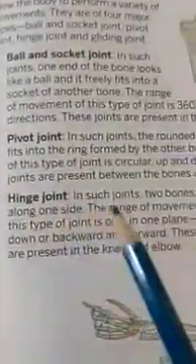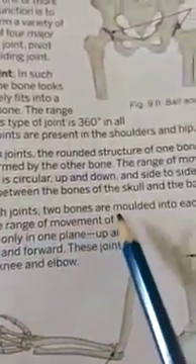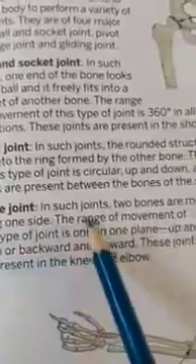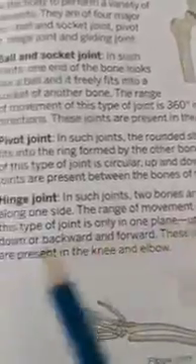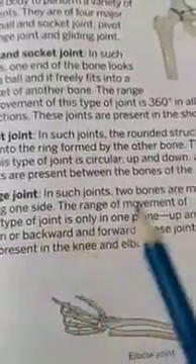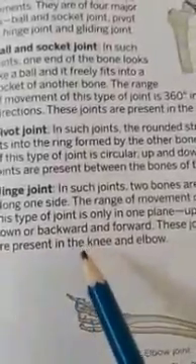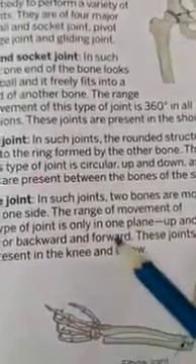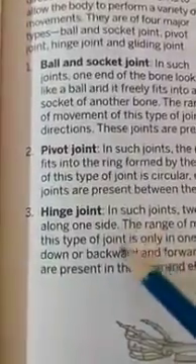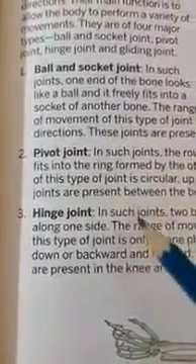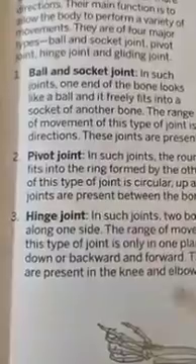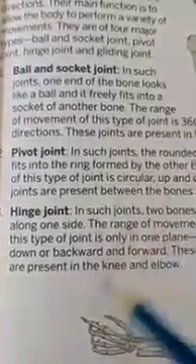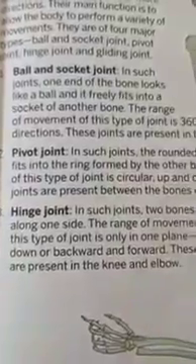Now, hinge joint. Dear students, in such joints, two bones are molded into each other along one side. The range of movement of this type of joint is only one plane, up and down, backward and forward. These joints are present in the knee and elbow. Dear students, a hinge joint is like a hinge in a door. We have hinge joints in our elbows, fingers, knees and toes. They allow the movement of the bones in one direction, that is up and down and forth and back movement.